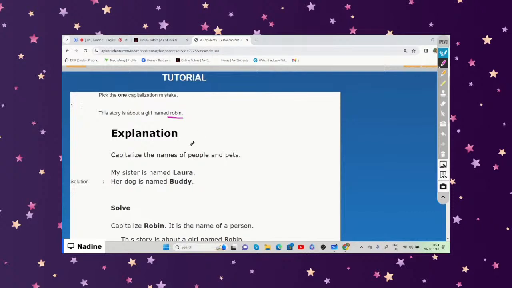All right, so if we rewrite or fix that, then it means that it will be Robin, because Robin is the name of a person. And we had to capitalize her name. That is why we're saying it is a capitalization mistake, meaning that her name was supposed to be written in capital letters, or the start of a name should have been a capital letter.